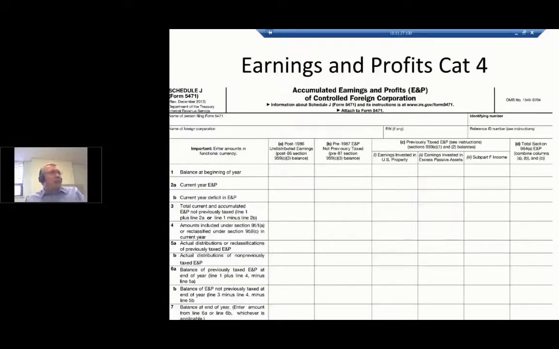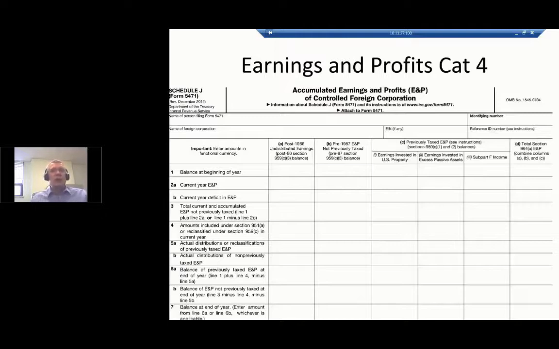The next form, Schedule J, is one of those special schedules in addition to the 4 pages of 5471. It's a very complex form, and if you're dealing with a foreign corporation who is facing the requirement of filing a 5471 for the first time, this is one of the areas where you're going to have to pay particular attention, and you're going to have particular issues.